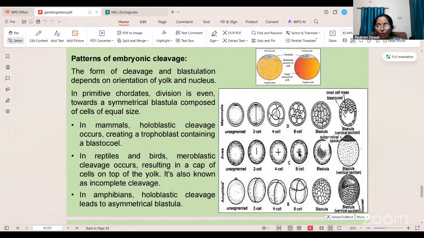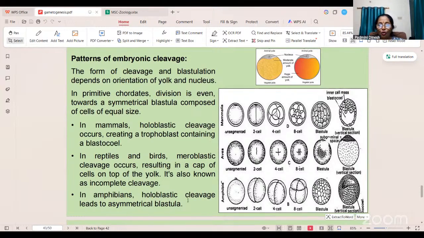And as the division occurs, this will create a caplet structure. So that is why this cleavage is called a meroblastic cleavage, resulting in a caplet structure on top of the yolk. And this is an incomplete cleavage. In the holoblastic cleavage, it is a complete cleavage, resulting in a blastocele.